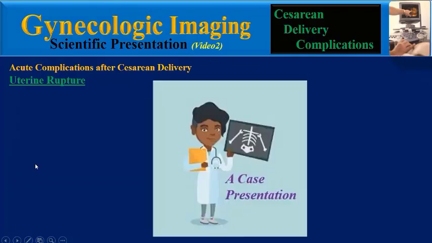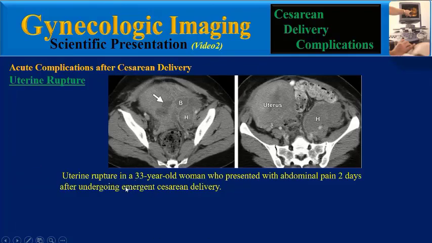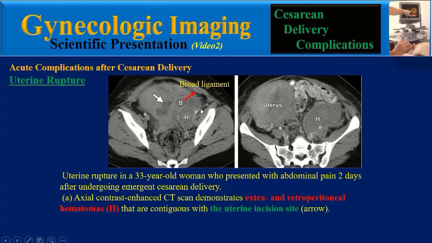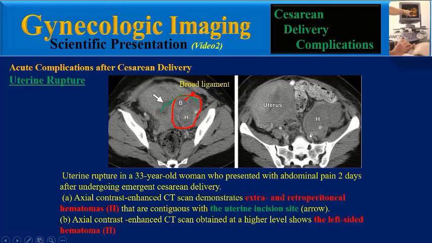Now, a few case presentations. We can see here uterine rupture in a 33-year-old woman who presented with abdominal pain 2 days after undergoing emergent cesarean delivery. Here we can see the broad ligament. This axial CT image demonstrates extraperitoneal and retroperitoneal hematomas that are contiguous with the uterine incision site. Another axial CT image obtained at a higher level shows the left-sided hematoma. These findings are suggestive of uterine rupture.